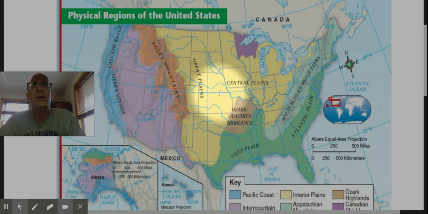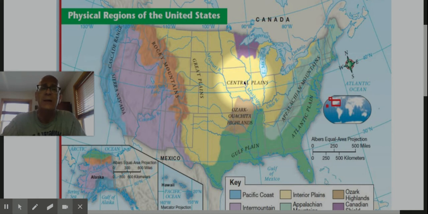The rivers of the United States crisscross the country, linking many different physical regions. The Mississippi River, which I'm highlighting right now, and the Missouri River and their tributaries, the smaller rivers that feed into them, are the longest and most important river systems in the United States, the Mississippi and the Missouri river systems.